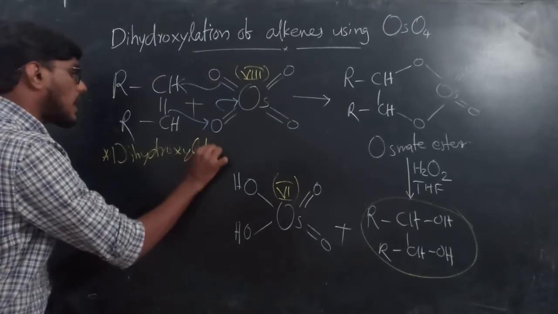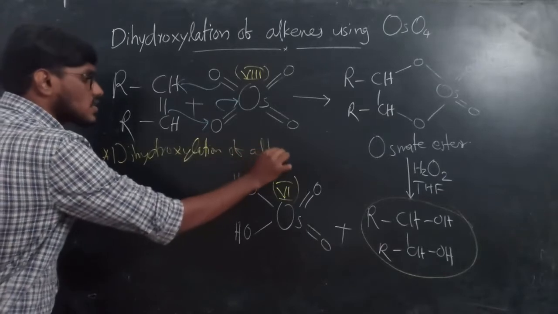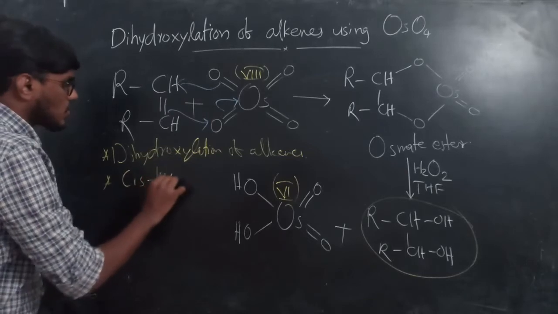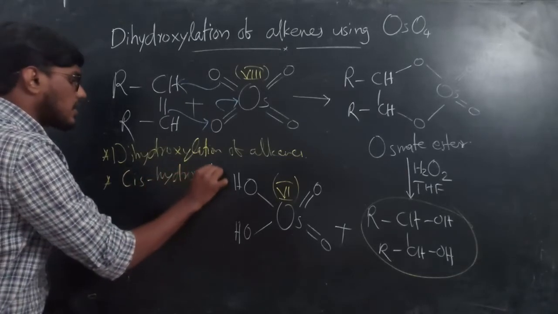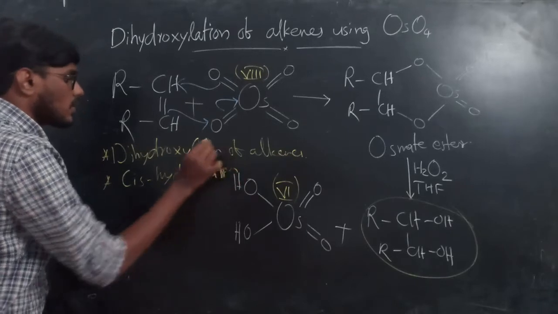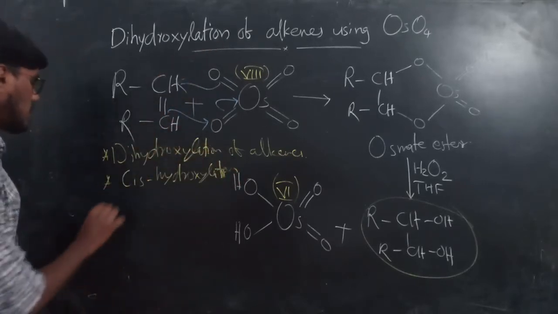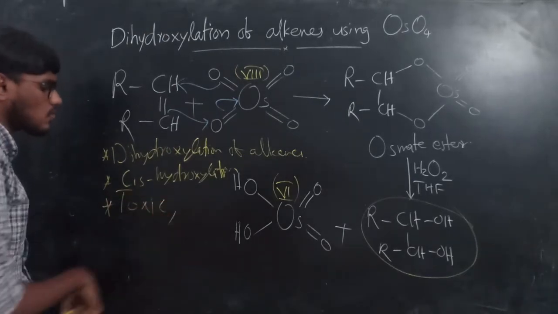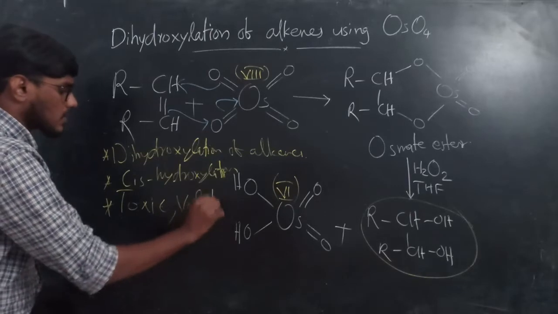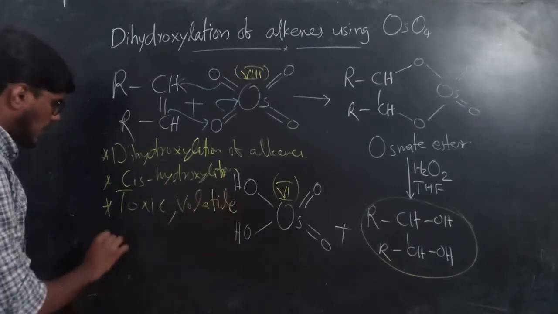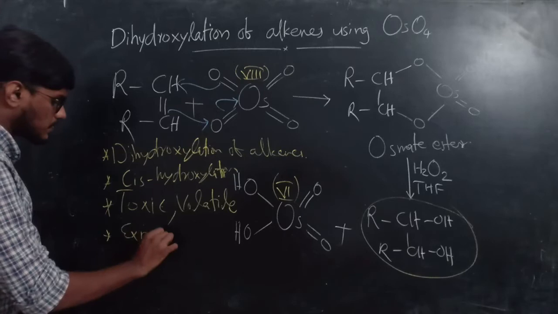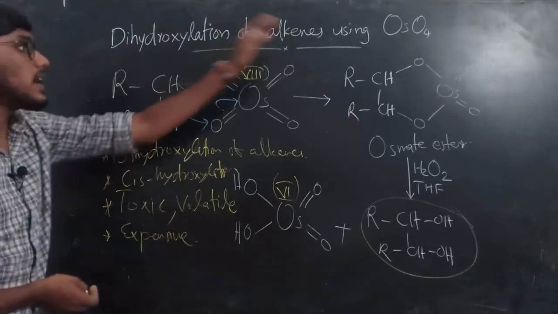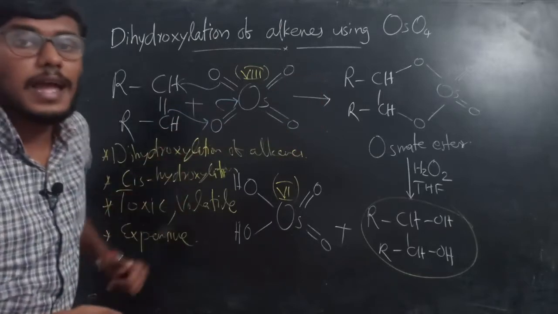of alkenes, and secondly, cis hydroxylation occurs using osmium tetroxide. The third point about osmium tetroxide is that it is a toxic reagent. It's toxic and also volatile, and lastly, it is an expensive reagent. Osmium tetroxide is an expensive reagent used for the dihydroxylation reaction of alkenes.